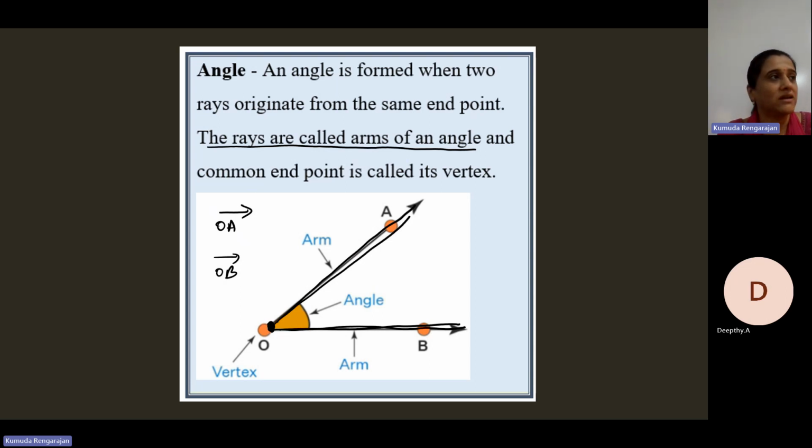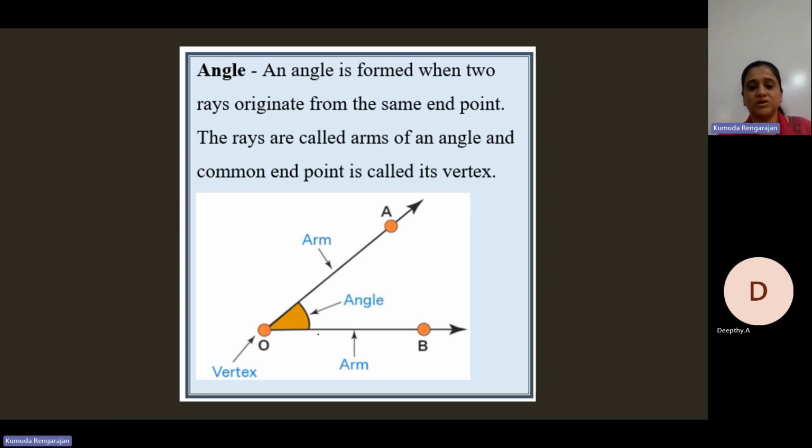So when you talk about an angle, you can point out its vertex. Okay, so which is the vertex? It's the same endpoint from where the 2 rays originate. And the angle is formed at the vertex. The 2 rays are called the arms of the angle. Okay. So you can see it in the figure here, okay? This is the angle, arm, vertex. All right.